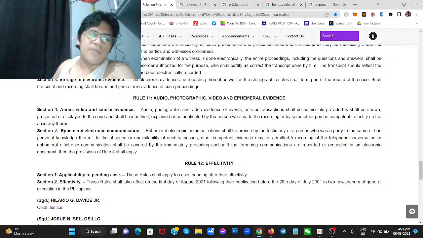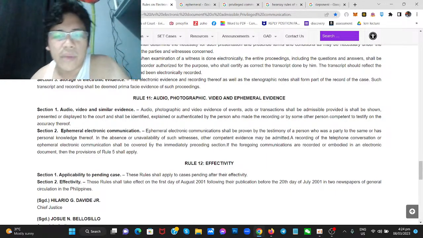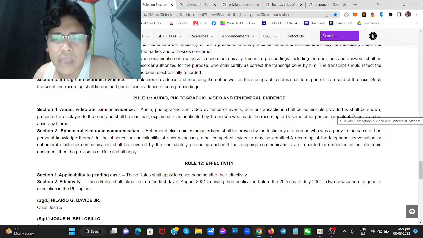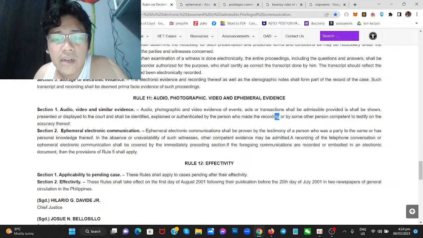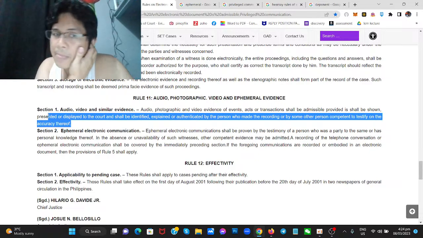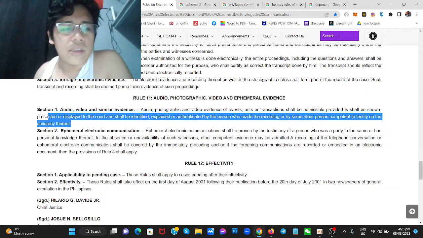Rule 11, the last one before the effectivity: audio, photographic, video, and ephemeral evidence. Audio, photographic, video, and similar evidence of acts or transactions shall be admissible provided it shall be shown, presented, or displayed to the court, and shall be identified, explained, or authenticated by the person who made the recording or by some other person competent to testify on the accuracy thereof. So there must be testimony of the person who actually captured the electronic evidence.